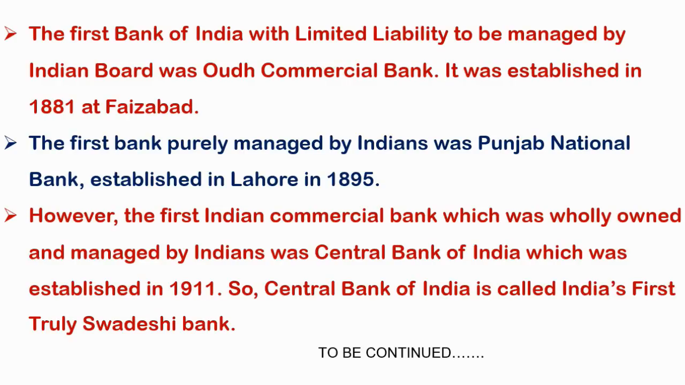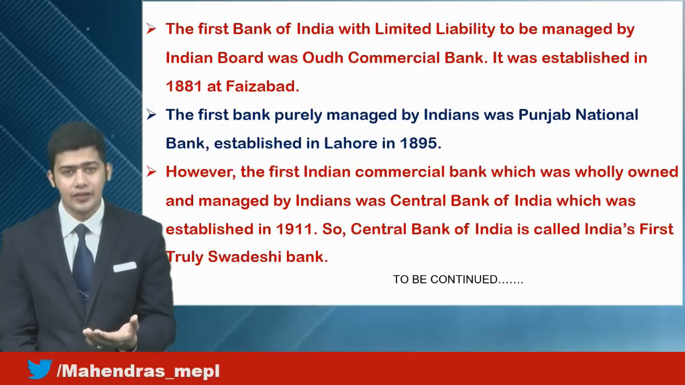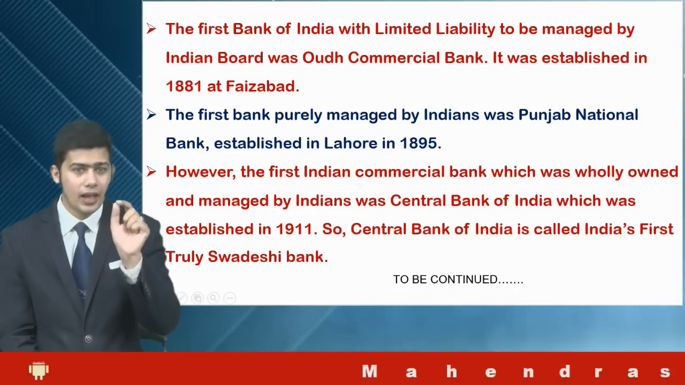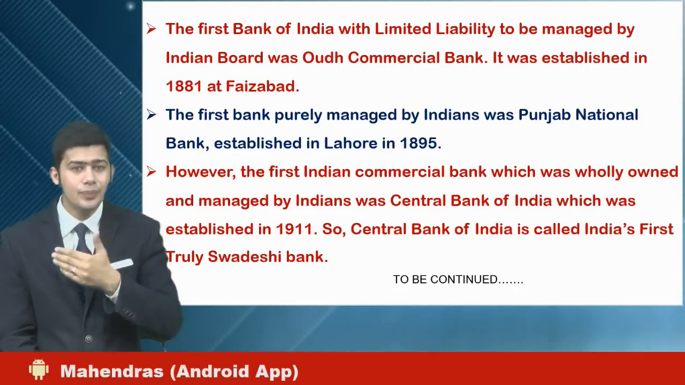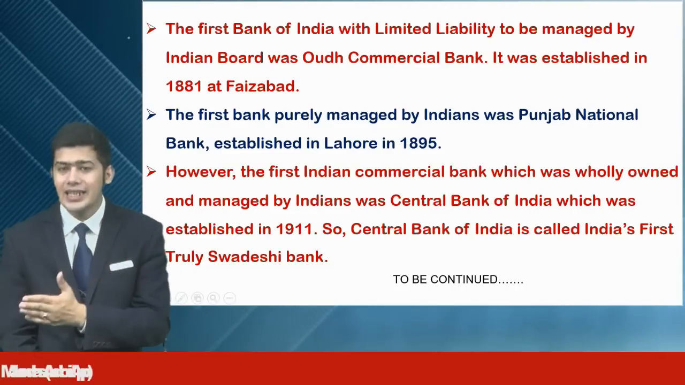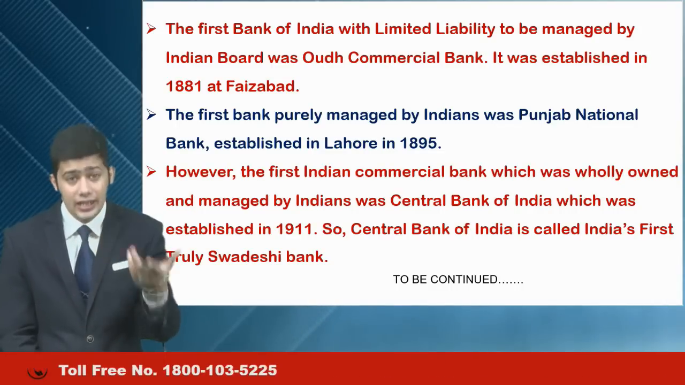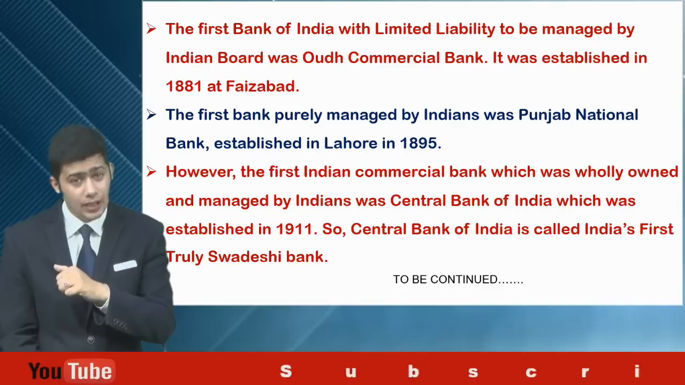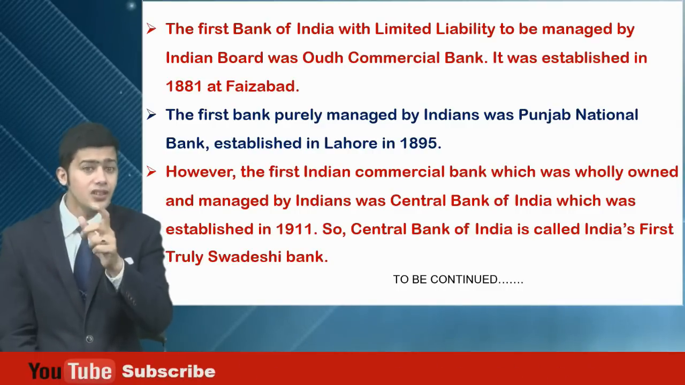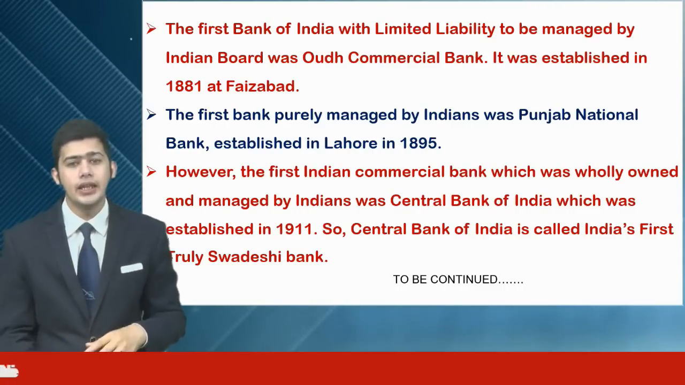That led to a bank purely managed by Indians. That bank was called the Punjab National Bank. It was managed completely by Indians and was established in Lahore in 1895. This is perhaps the most important point of the late 1800s: the Punjab National Bank, the first bank to be purely managed by Indians.